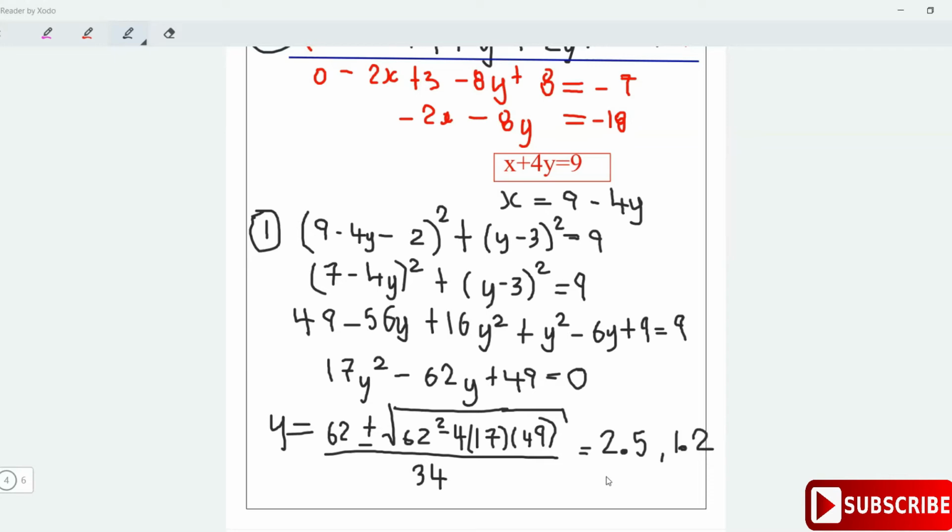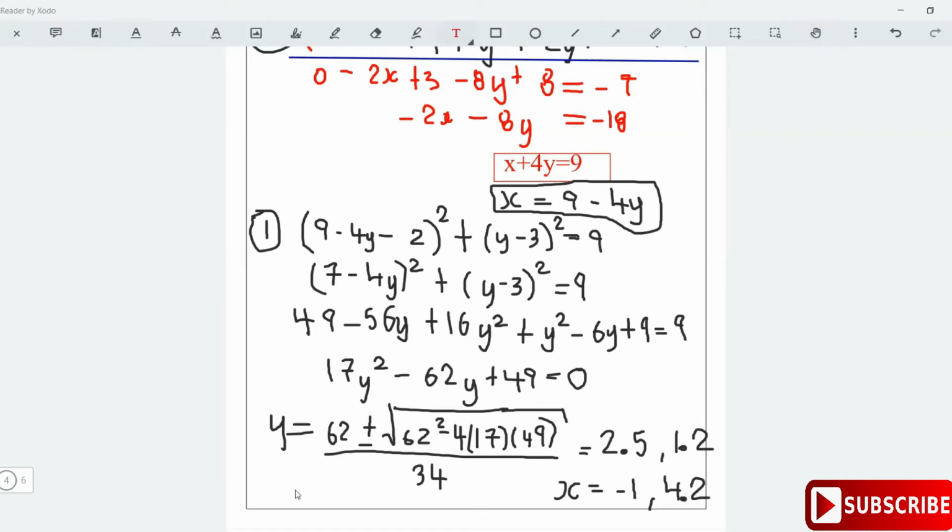If this is the value for y, then the corresponding value for x is found by plugging 2.5 into this equation. Remember, this is the x formula. So it's going to be 9 minus 4 times 2.5, so I get -1. So one answer for x is -1. And for the next answer, plug in 1.2: 9 minus 4 times 1.2, I get 4.2. So that's how we find the points of intersection.